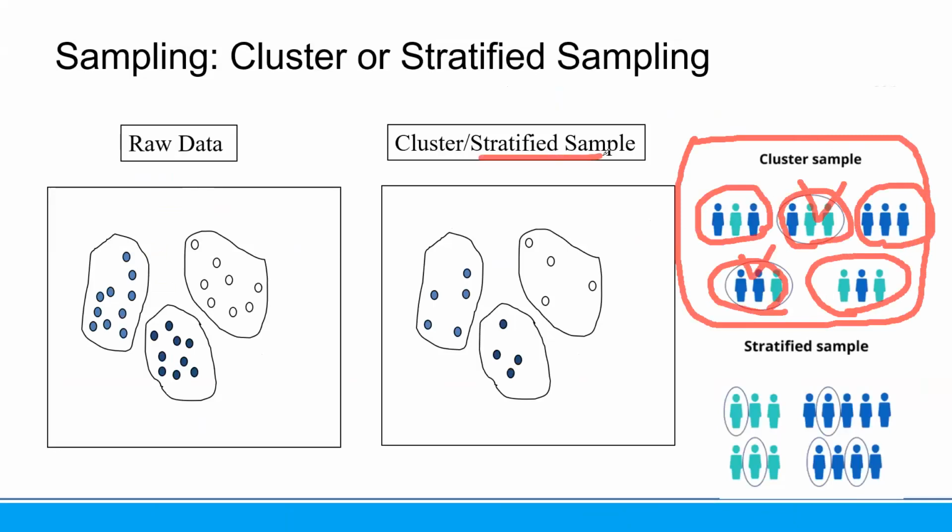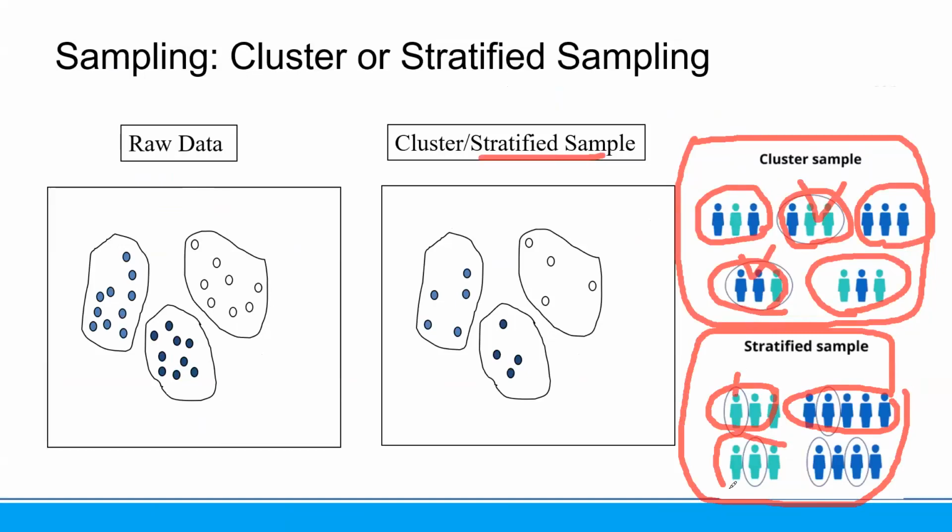Or the stratified sample, like what I explained before. If I can distinguish based on the groups, the light blue groups and the blue groups, from the light blue groups I will select 1. From the blue group, I will select 2. So yes, we can say this is the stratified sample.